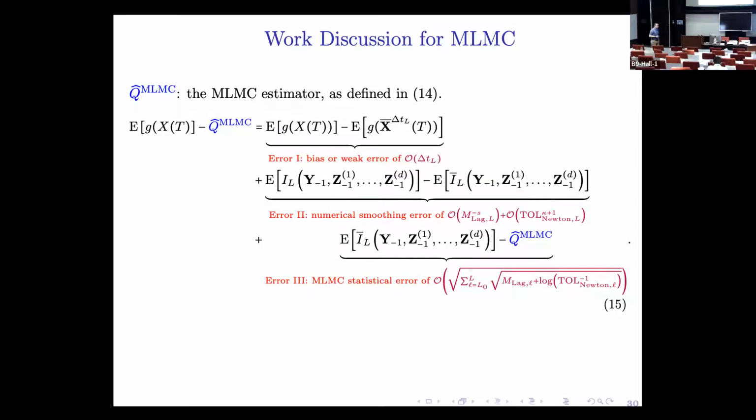Now, as we did with adaptive sparse grids, the same discussion applies here. These two will not change. The only change is that now you take the bias with respect to the finest level of the multi-level Monte Carlo. That's why here we have Δt_L. The same happens for the numerical smoothing, so the error will be evaluated at the finest level. What changes is that instead of the quadrature error, you end up with the statistical error of the multi-level estimator. We show that it has the following structure with respect to the parameters, the number of Laguerre points and the Newton tolerance. And here we sum over the total levels of the multi-level estimator.